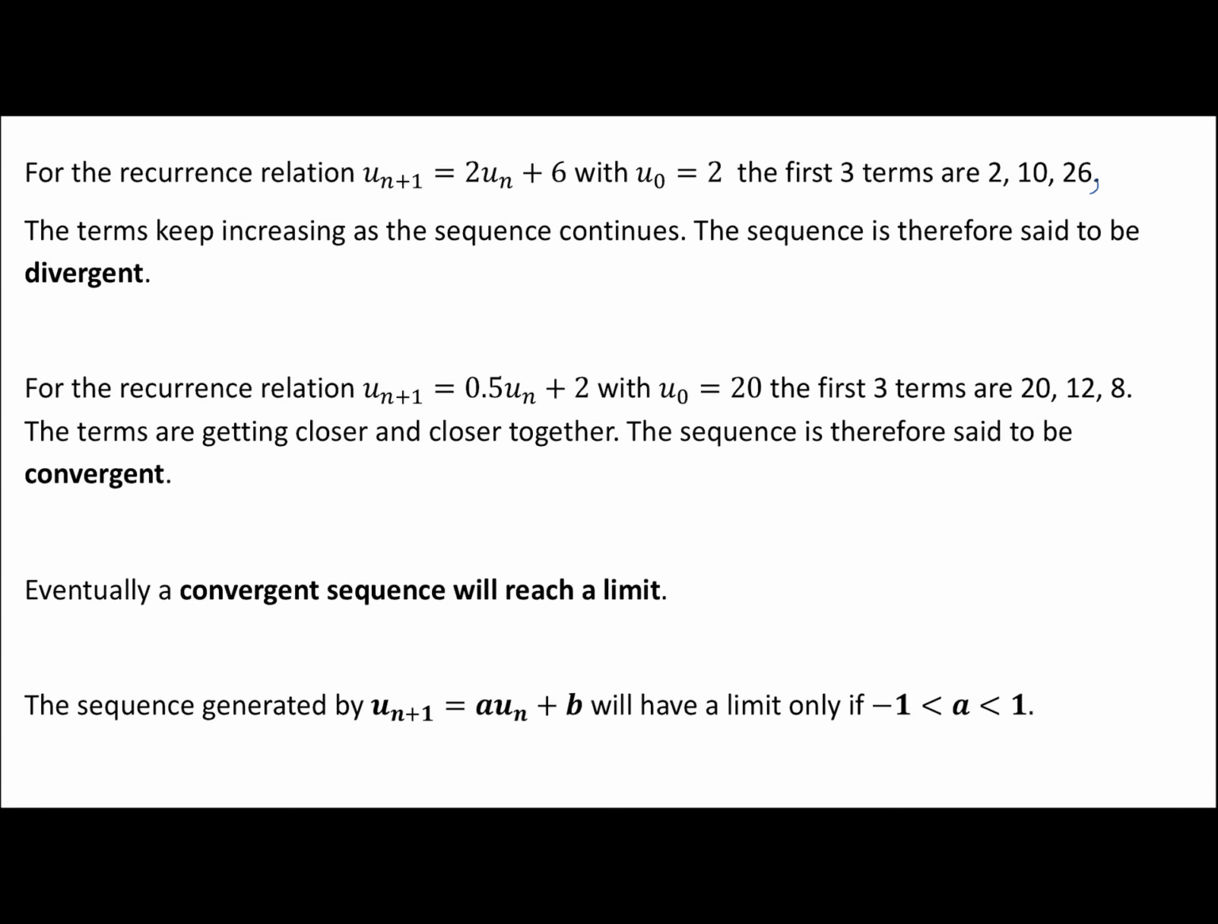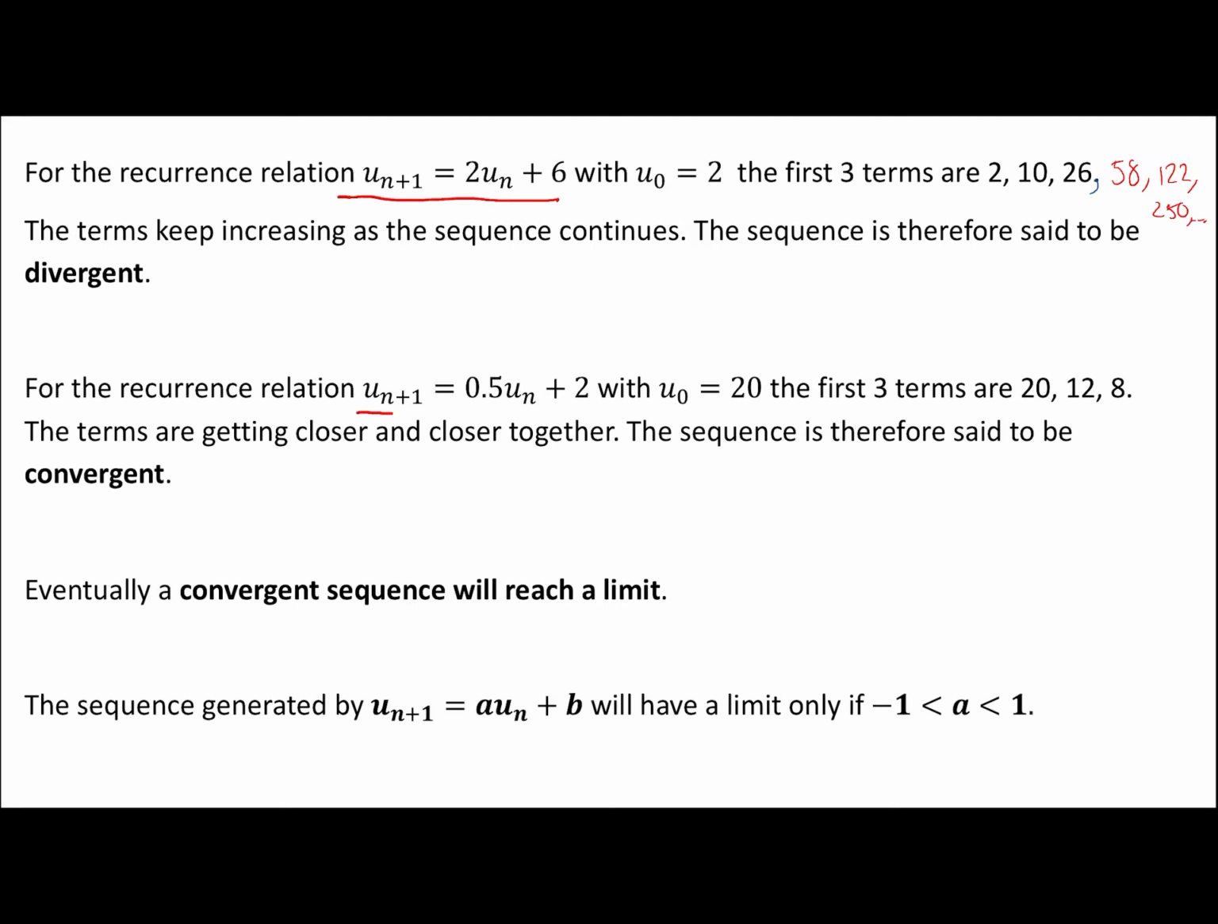So if we look at this first recurrence relation here, u_(n+1) = 2u_n + 6 with u_0 equal to 2. The first three terms are 2, 10, 26. You can put that recurrence relation into your calculator and keep generating terms. The next one comes out as 58. The next one after that is 122. After that, 250. And if you keep generating them, you will see that they keep increasing and they keep getting really much bigger. So because these keep increasing so much, we say that this sequence is said to be divergent.